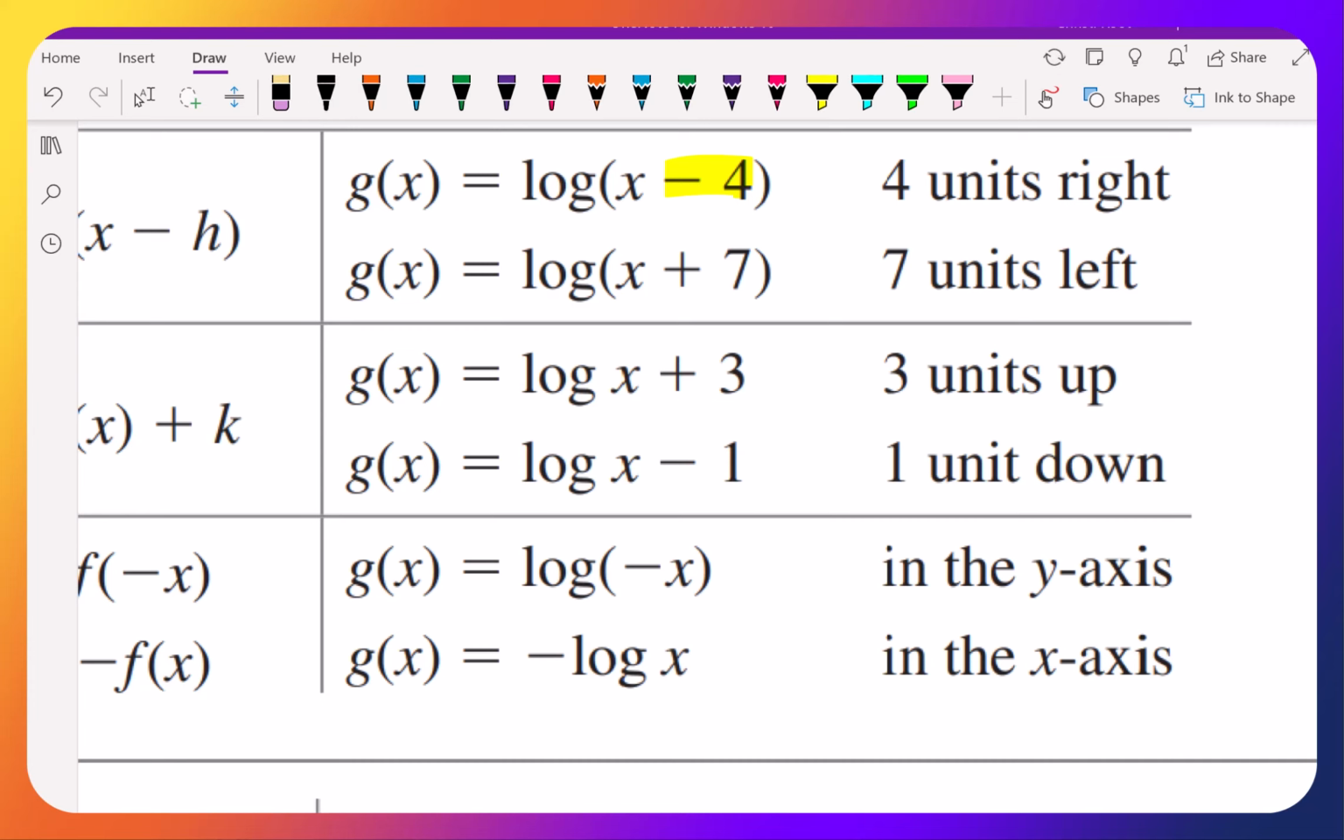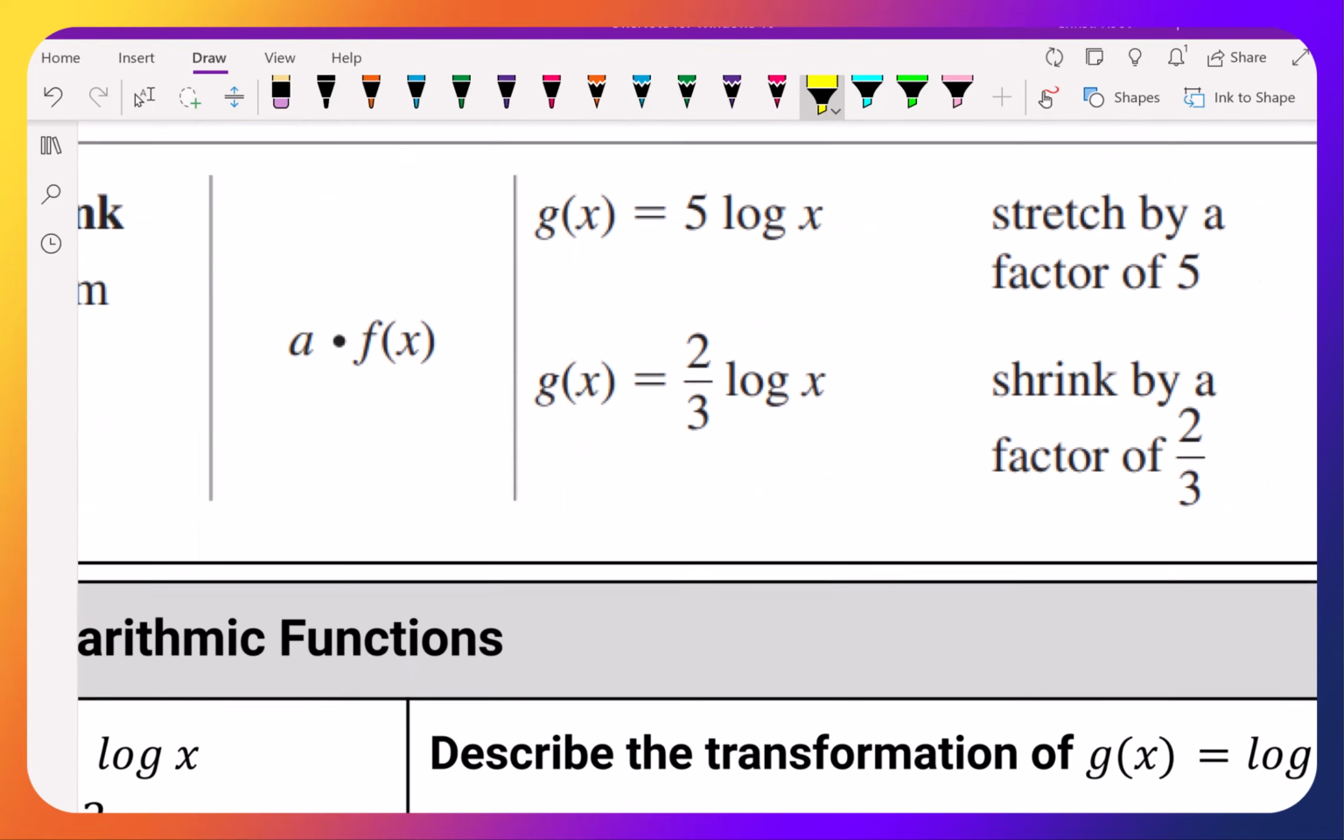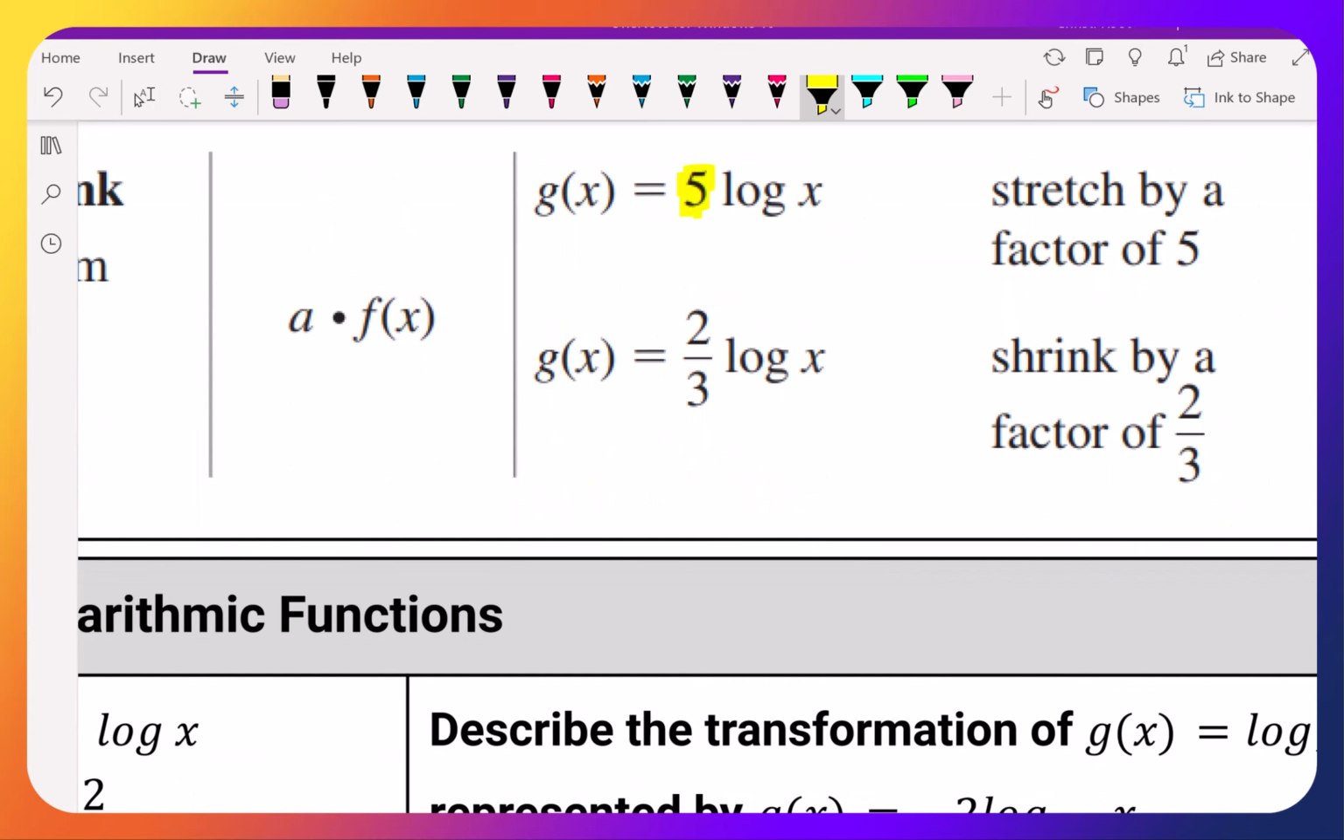So x minus 4 in parentheses, move to the right. Plus 7 in parentheses, move to the left. No parentheses, up, down. All right, that's the big difference, okay? And then let's kind of remind ourselves about the reflections. If you have a negative in front of your function, it's reflecting over the x. Same thing, if it's reflecting over the y, the negative will be with the x. And it does have to be in parentheses, okay? A vertical stretch, you're multiplying by a number bigger than 1. And a vertical shrink, multiplying by a number between 0 and 1.